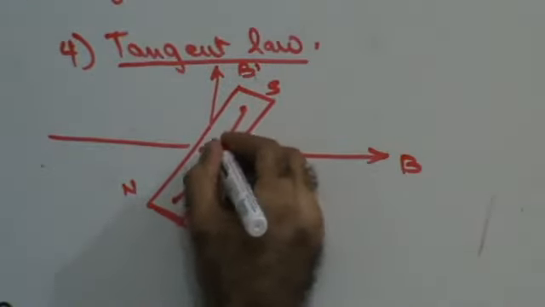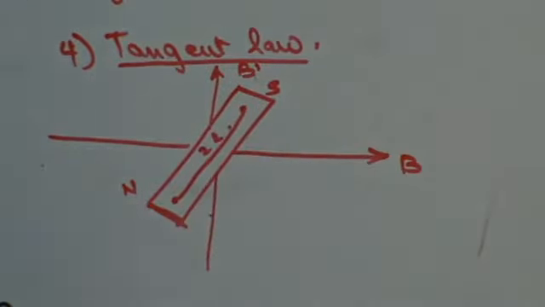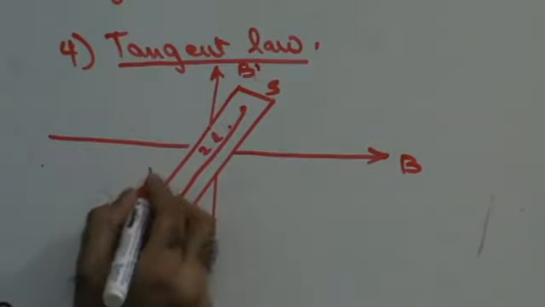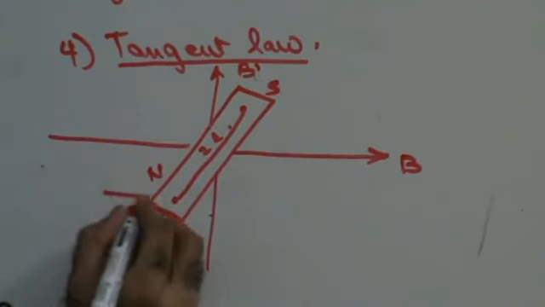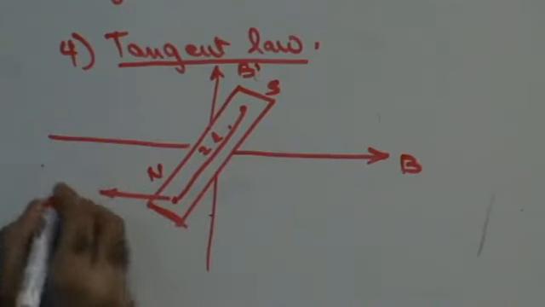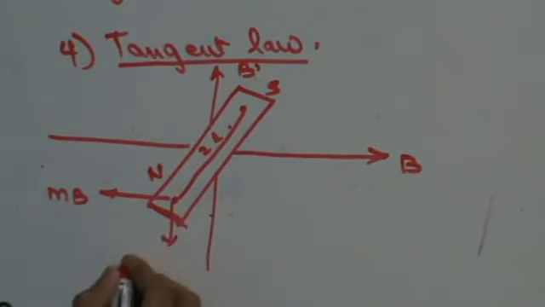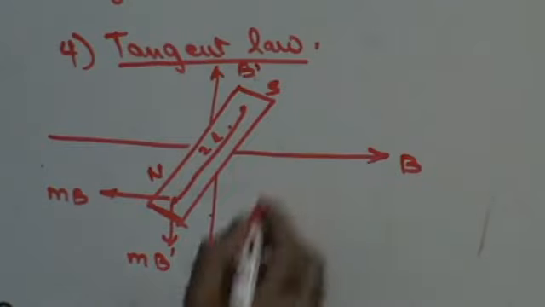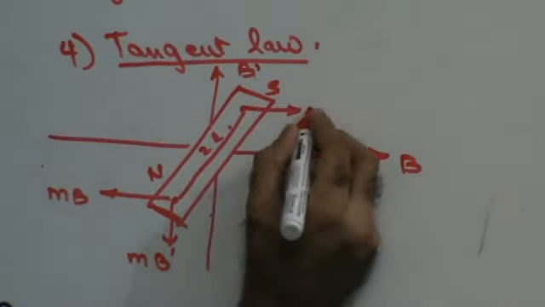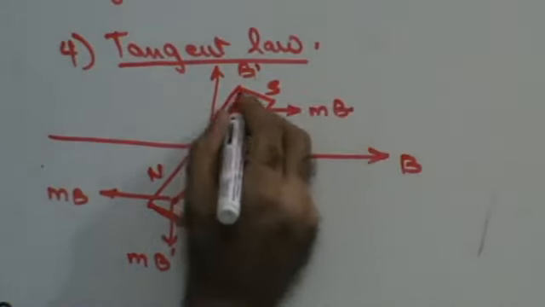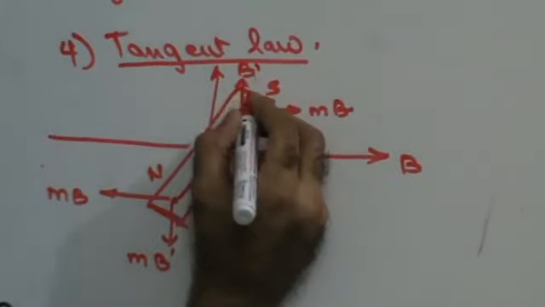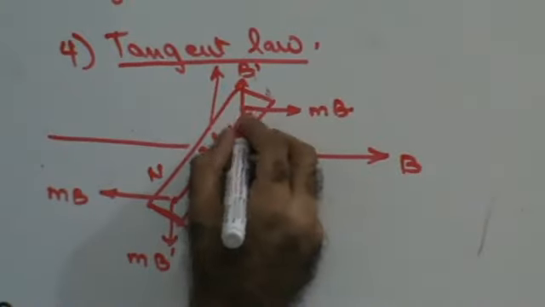The distance between them is 2L. Now, the north pole, what are the forces that are going to act on the north pole? One force here, which is going to be MB, and a force here, which is going to be MB bar. Similarly, on the south pole, two forces: a force here, which is MB, and a force in the upward direction, which is going to be MB bar.